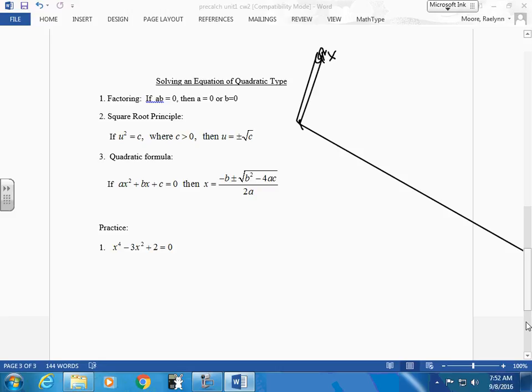Are we done? Yeah, is this a point on my graph? We have to find your y value. So plug it back in and find your y value.